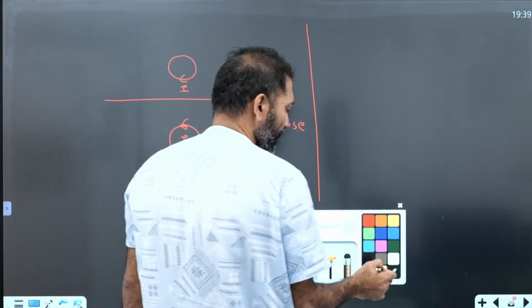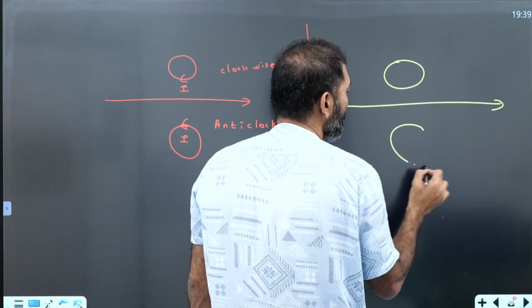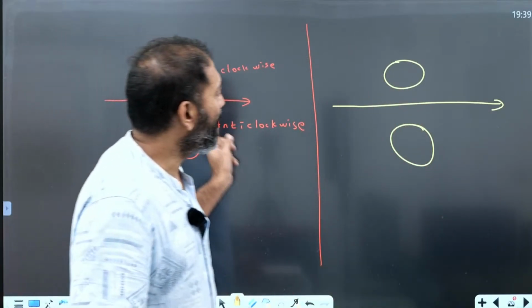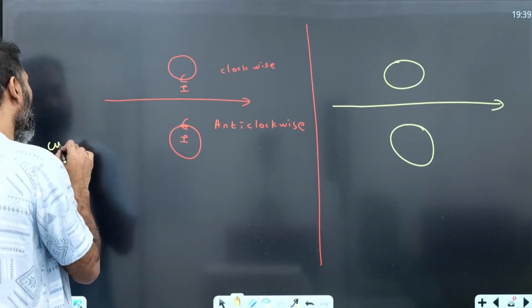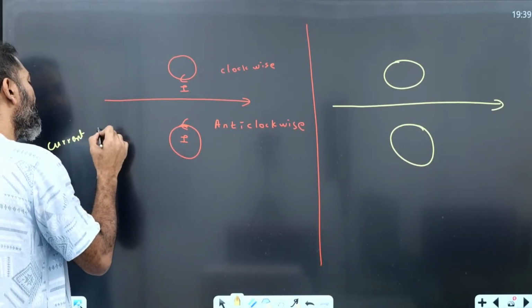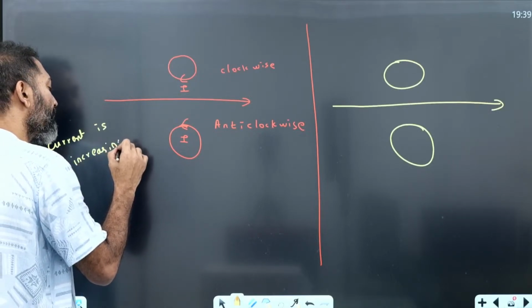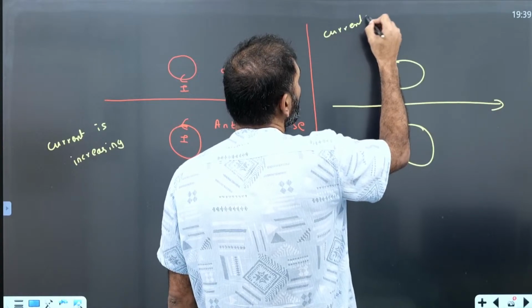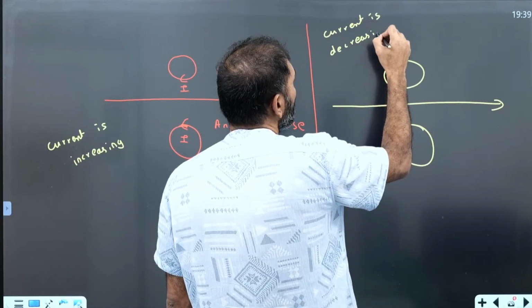Then let's see. Again current is going to the right and the current is decreasing. See here both question arrow marks are same. Here it is given current is increasing and here it is given current is decreasing. Now let's see what happens.